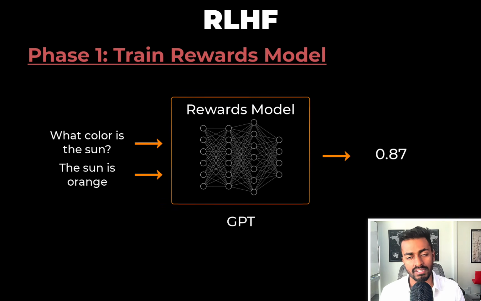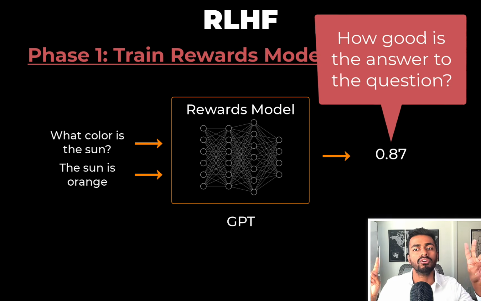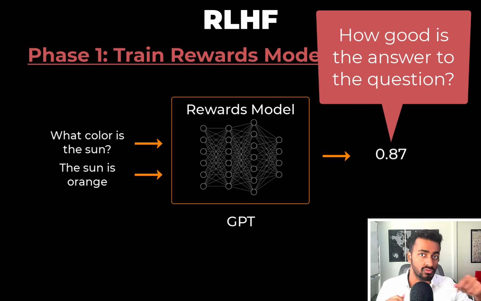This model is a GPT architecture that takes in a question and answer as input, and the output of this GPT network is a number. It's a score that says, how good was this answer to this input question? Now, the higher the score, the better the response. And our goal is to first train this model.